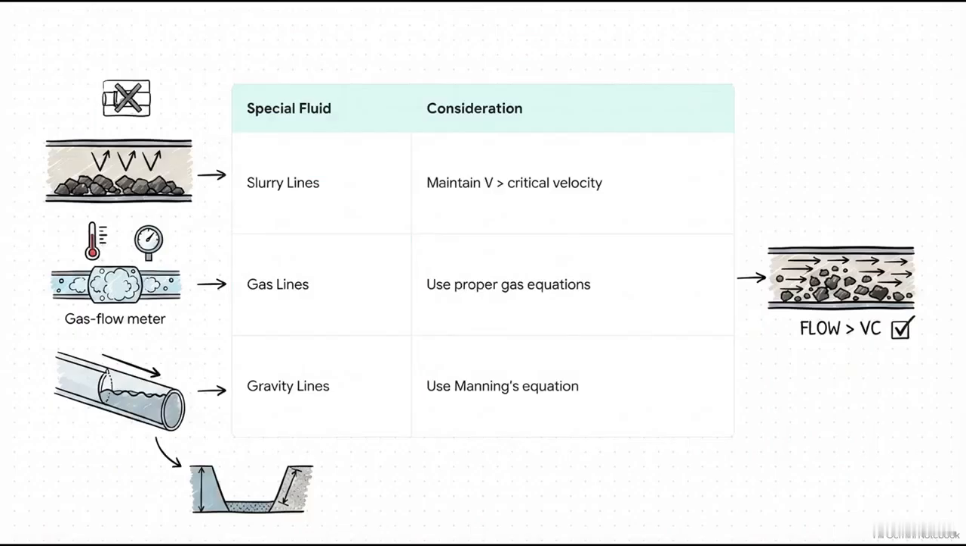Then we have fluids that break the standard rules entirely. If you're sizing a line for a slurry, say a mix of water and heavy mining rocks, you can't let the velocity get too low, or those rocks will settle and instantly plug the pipe. You have to stay above a critical velocity. Gas lines require totally different equations to account for the fact that gases compress and change density based on temperature. And gravity lines, like drains, don't even run completely full. That means we have to ditch standard pressure formulas altogether and use something called Manning's equation.